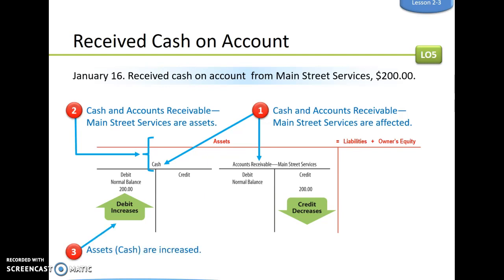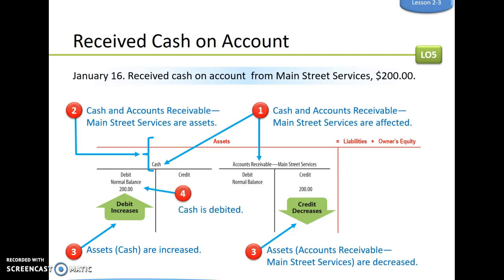Next thing you're going to say is, how is the category affected? Because your assets are increasing, you got more cash in, you're going to increase your assets. And your accounts receivable is decreasing. So you're going to debit your cash and you're going to credit your accounts receivable. When they're on the same side of the equation, you have to have them equal to one another, so they have to go in opposite directions, a debit and a credit.